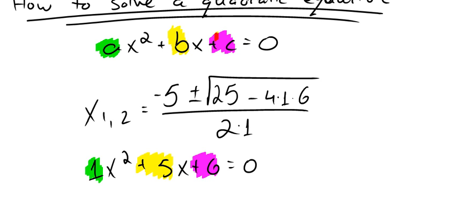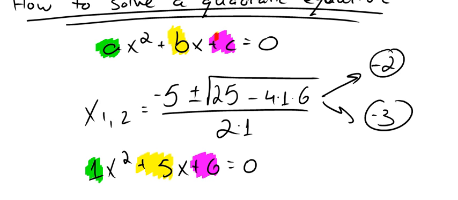So just recognize your a, your b, and your c, plug it in, and then you're going to get your answers. Now, because of this plus minus in here, you're going to get 2 answers. For example, in this case, you get negative 2 and negative 3. Okay, this is common. You either get 2 answers, 1 answer, or no answer. We'll talk about that later on.